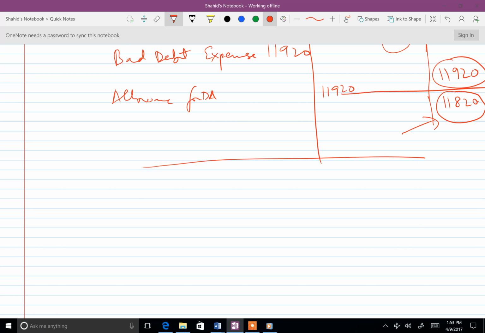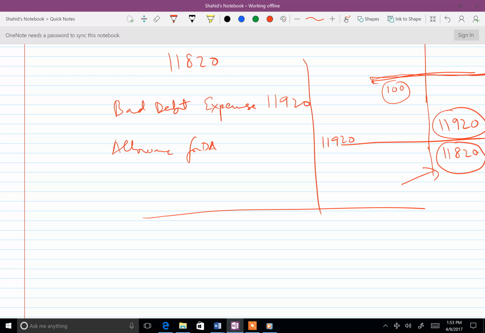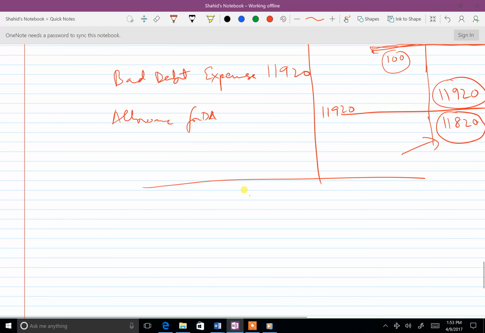So remember, once we did the percentage calculation, we came up with 11,820, and that's exactly what we want to see on the balance sheet as an allowance for doubtful accounts, so that our net accounts receivable is 558,000, right? This is what we want to see. So based on what is already sitting there in the allowance for doubtful accounts, we just have to book a different journal entry, so that our eventual result comes out to be exactly the same, 11,820. Okay, thank you.